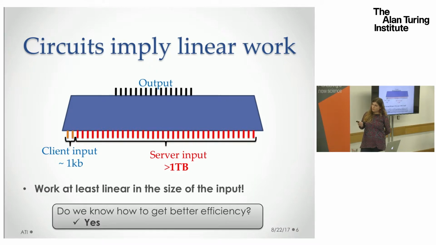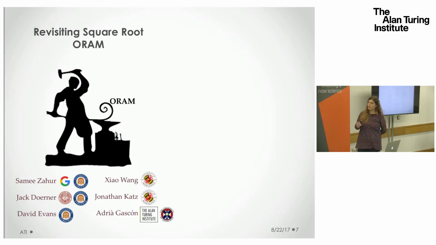So for the rest of this talk, I will mostly talk about one of these works, which is constructing one of the basic building blocks, called Oblivious RAM, that is used in protocols that achieve this sublinear complexity in their computational efficiency. And this is a joint work also with Adria, who is here at the Institute, and several other people, many of whom moved from one institution to another.